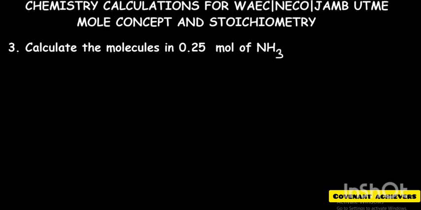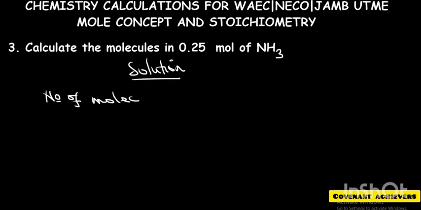Okay, now let's see what we have under this third question. Calculate the molecules. Now we have to calculate the molecules in 0.25 mole of ammonia gas, NH3. So let's look at the solution part of this. We are asked to calculate the molecules, and here the number of molecules is equals to mole times Avogadro's constant.